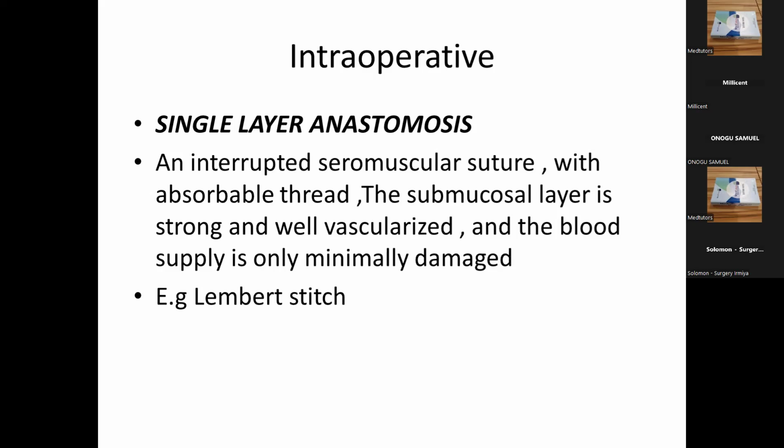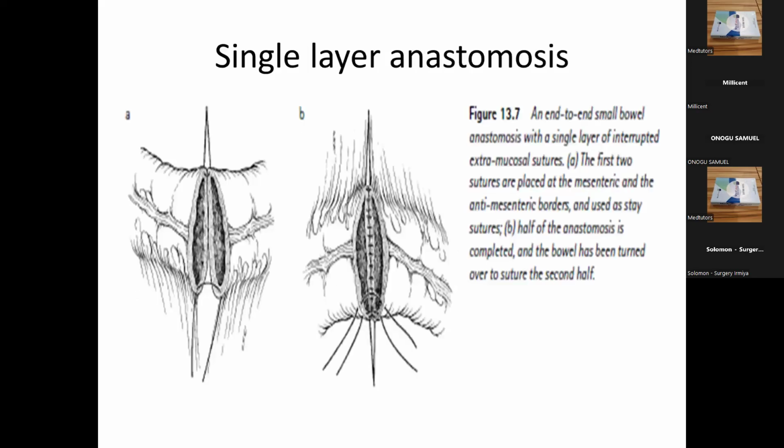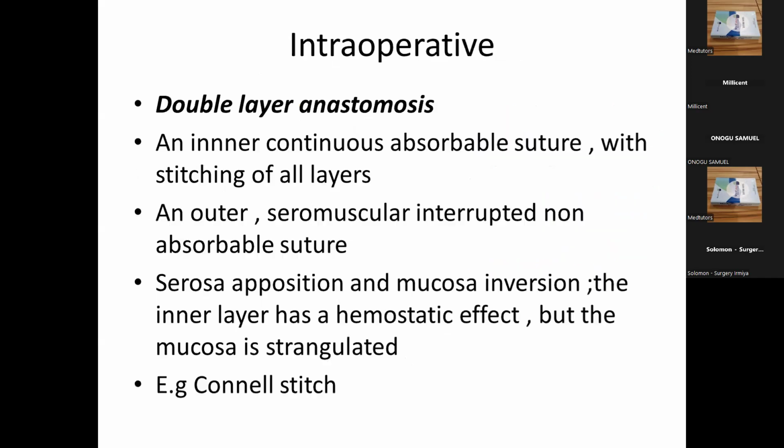An example of this single layer can be seen using the Lembert stitch, which goes through the seromuscular layer. And this is a pictographic example of the single layer technique. Using one seromuscular layer, you can see the stay stitch applied, then the single layer on the one side has been apposed, and then the other side is being apposed.